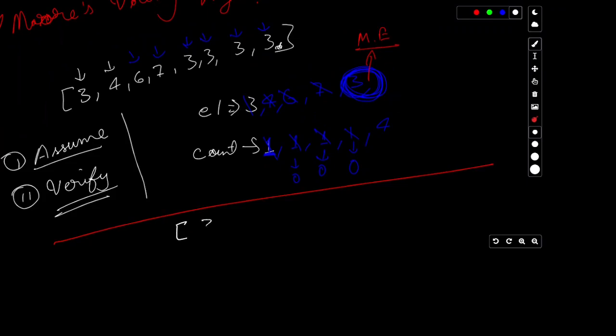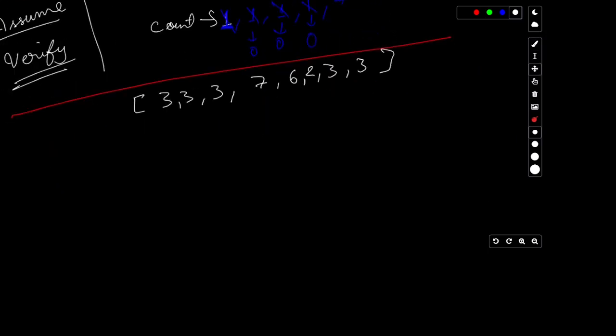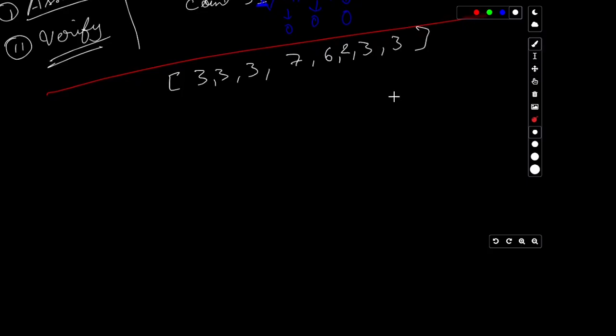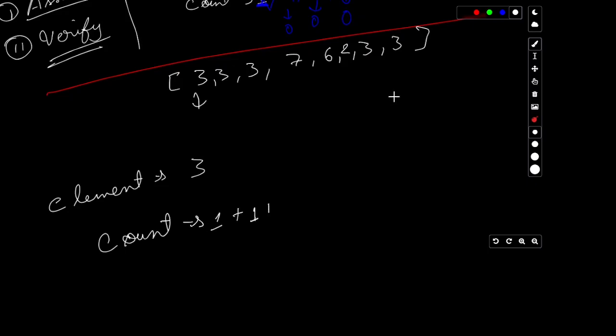Okay, so we'll have 3 3 3. Let's have a little change. We will have 7 6 3 3 or 2 here. Okay, it's fine. Now, similarly, following the algorithm, first we will assume that 3 is the majority element. We will take our element as 3 and increase its count to 1. Then it will increase again. For all these iterations, the count will come to 3, and now we'll subtract when a different element comes.